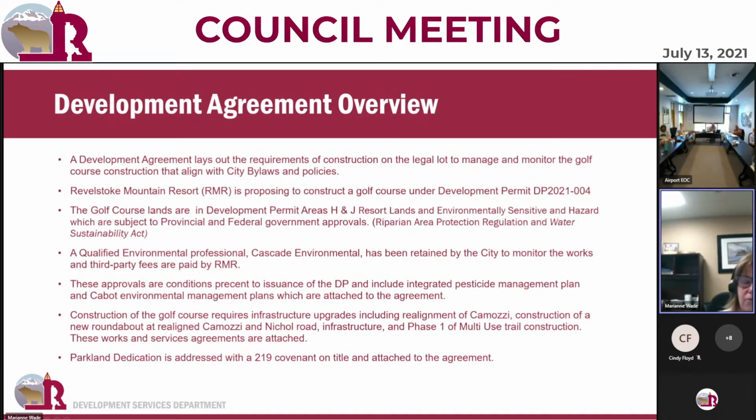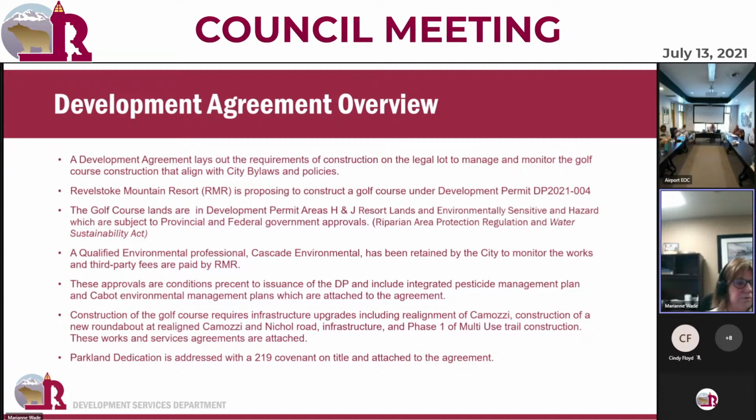So just an overview of what the development agreement is. We've already done 2 of those. One was for the Heli Hotel and the other was for phase 1 of the golf course. And this is our next development agreement. And it is to manage the construction of the golf course and to monitor the golf course construction so that it aligns with city bylaws and policies.